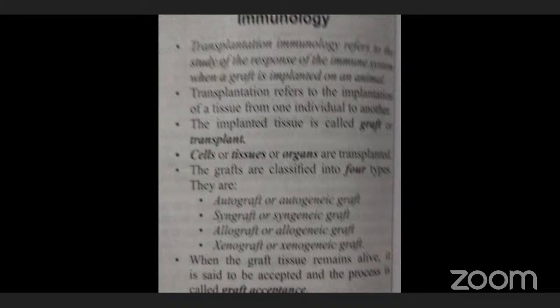For example, skin, what are the transplantations available? Skin transplantation, kidney transplantation, heart transplantation, like that. Kidney we can transplant, heart, eye, and there are so many, lung transplantations. So a lot of kinds of transplantations are available. So next one is the types of transplantation.